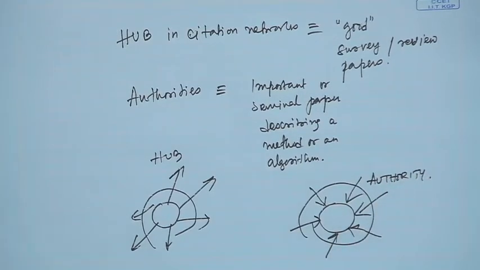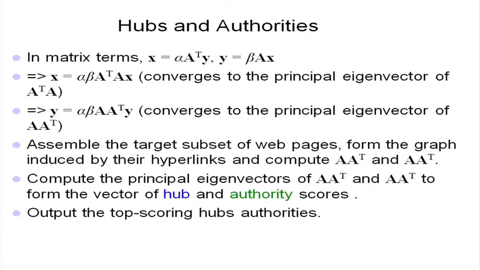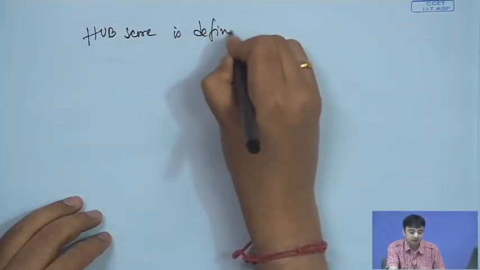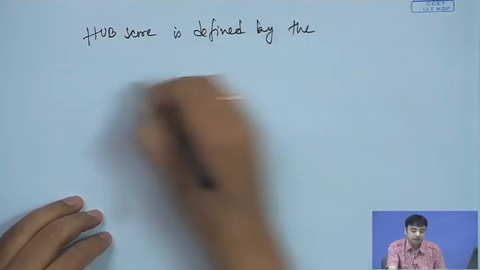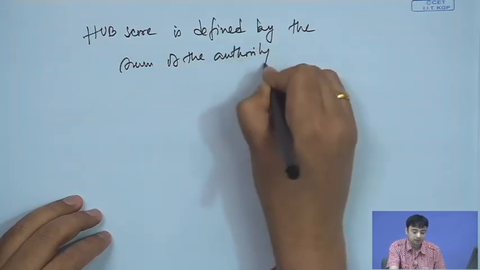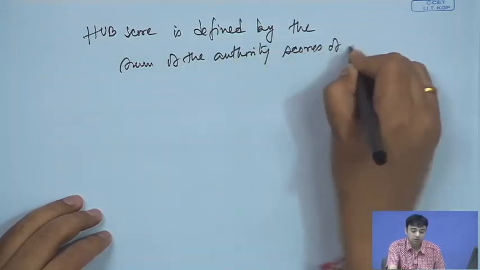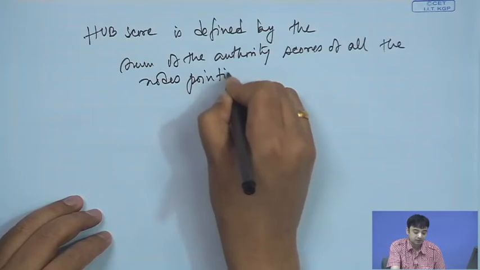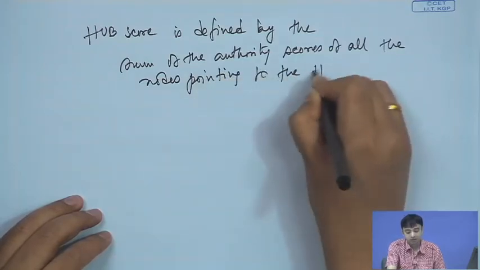So, now based on these intuitions we have to develop a quantitative metric for both hubs and authorities. Okay. So, the idea is very simple. Now, the hub score is defined by the sum of the authority scores of all the nodes pointing to the hub node.